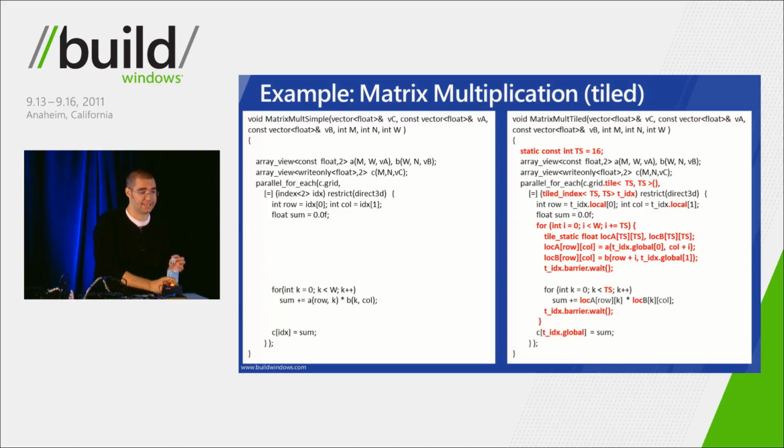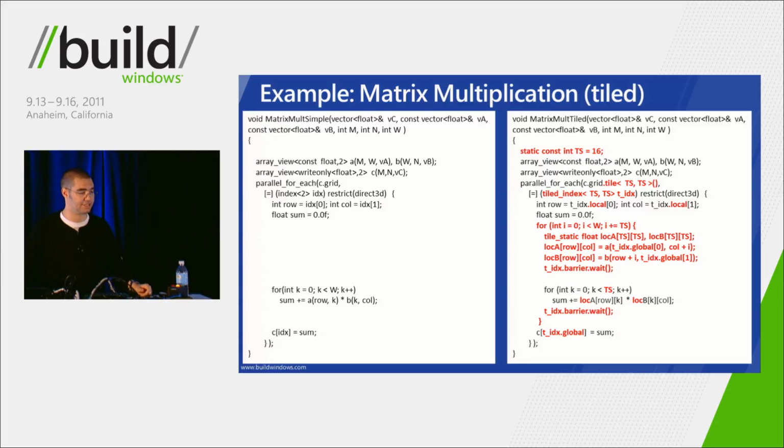So what you can see here, I'm just going to go through the pattern. I'm not expecting you to understand all this. You'll get the slides. You can study it on your own. And I have a blog post explaining it in more detail. So first, I decide my tile size. So I'm saying 16. So 16 by 16, I'm going to get 256 threads in a tile.